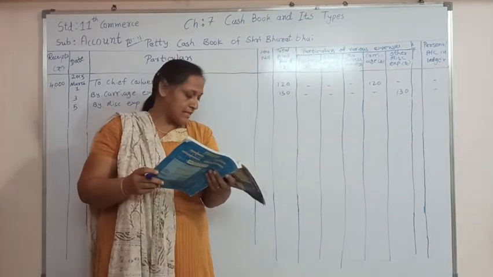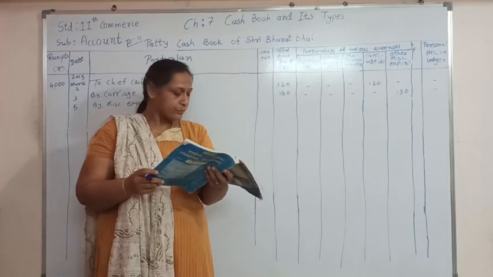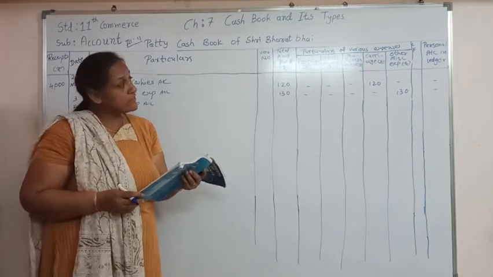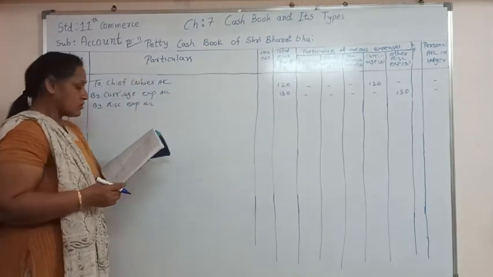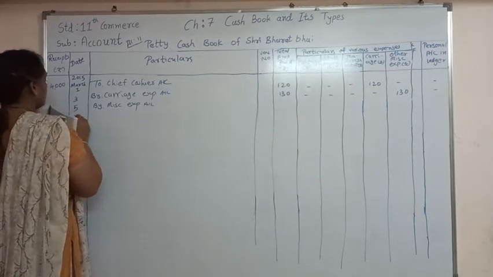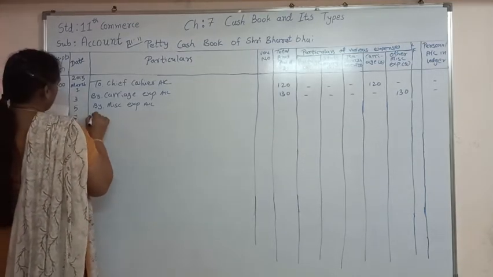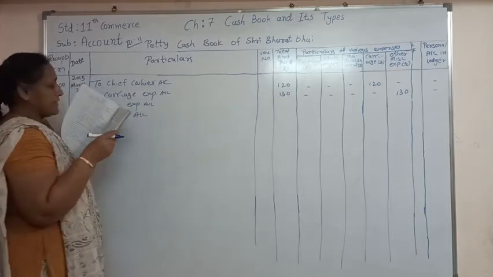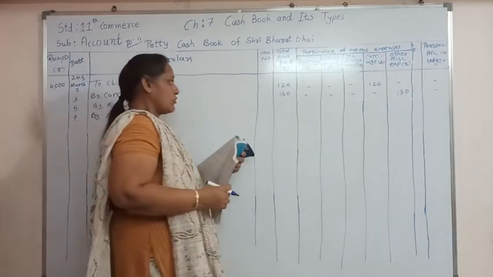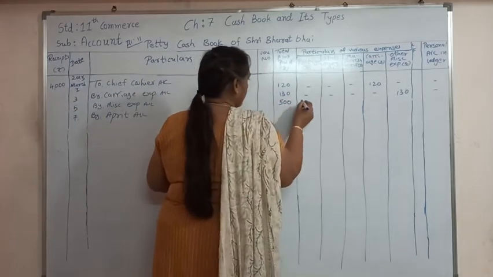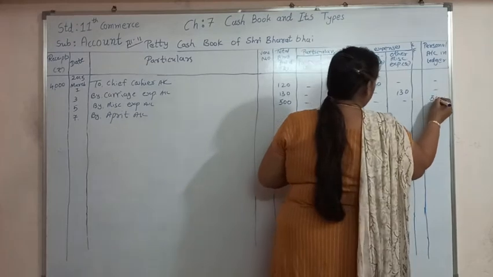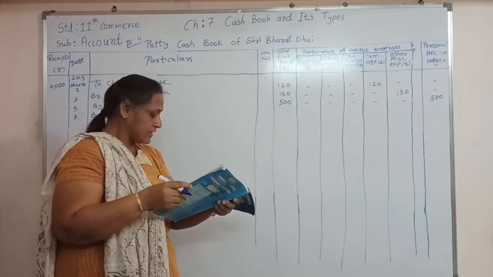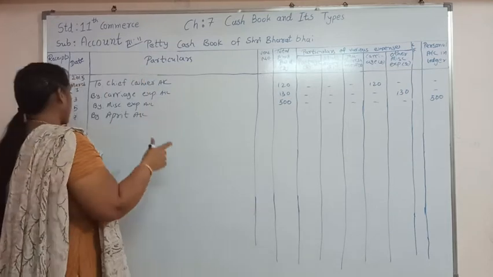Then on 7th, rupees 500 paid to Arpit as advance salary. So this we are going to write in a personal account. So 7th, by Arpit account, and the amount will be 500.